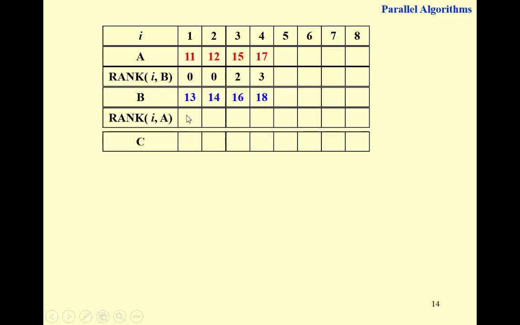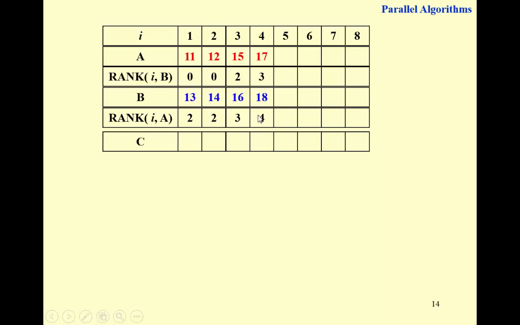Now the other way around. What is the rank of 13? 13 is supposed to be placed after 12, right? So the rank of 13 in A is 2. So what about 14? Another 2, right? And how about 16? It's here, so it's 3. How about 18? 18 is larger than the largest number in A, and therefore, by definition, this is just n.